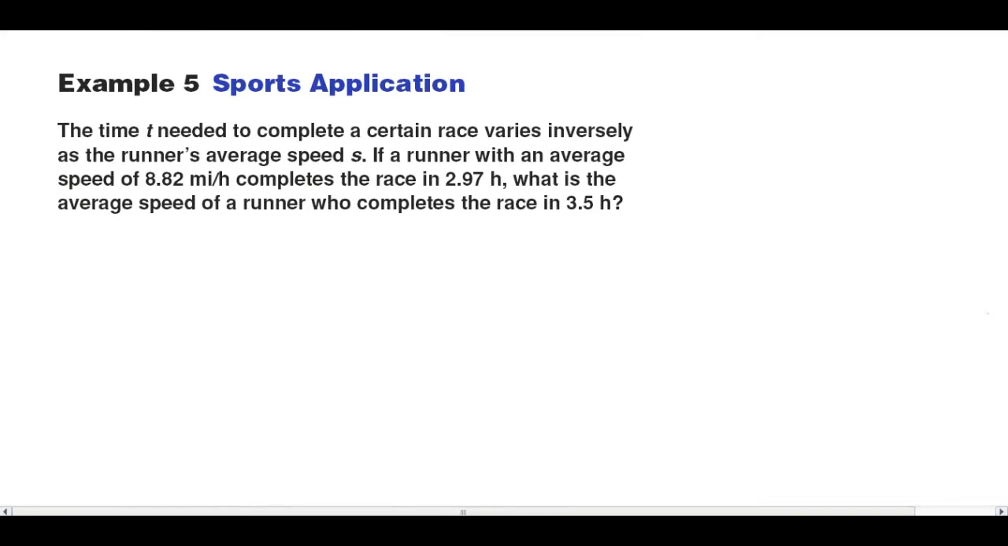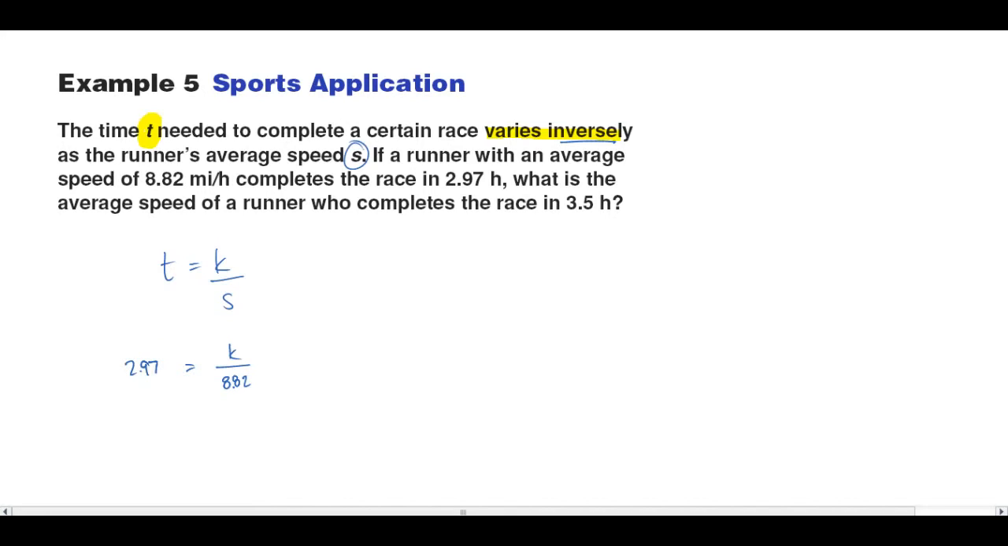So here's one that we can talk about. Example 5 says, the time needed to complete a race varies inversely with the runner's average speed. Bam! I just saw an equation, right? You tell me that the time varies inversely, so I'm like, sweet, I got time equals k divided by something because you said inversely. And it's the average speed s. So I can plug in some numbers. If the runner has an average speed of 8.82, the time it takes him is 2.97 hours.